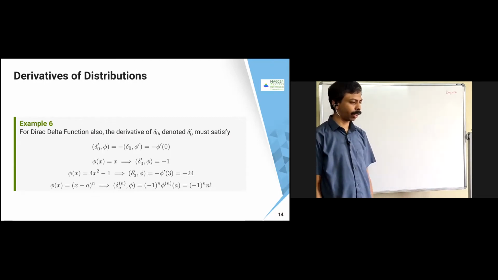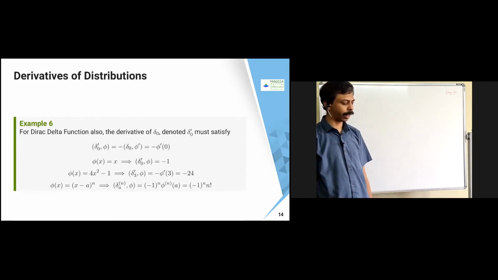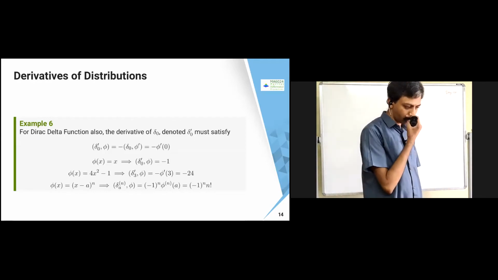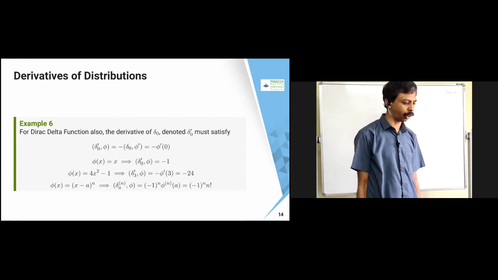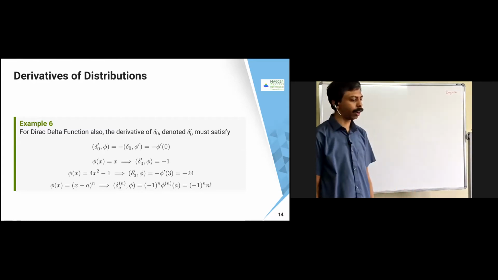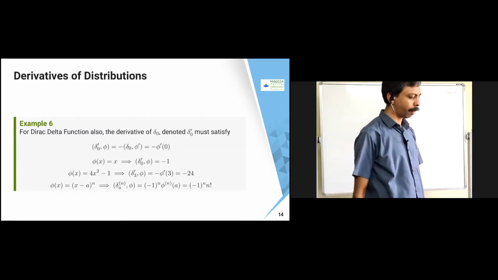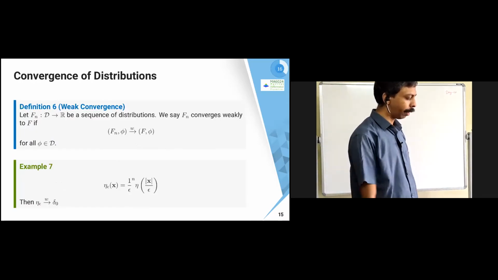And then the derivatives of the delta function also we have seen. The derivative of the delta function is minus delta naught dash, which is nothing but minus phi dash. So delta naught dash comma phi equals minus phi dash of 0. Similarly, if you put some values over there, you will get these, which we have all seen.